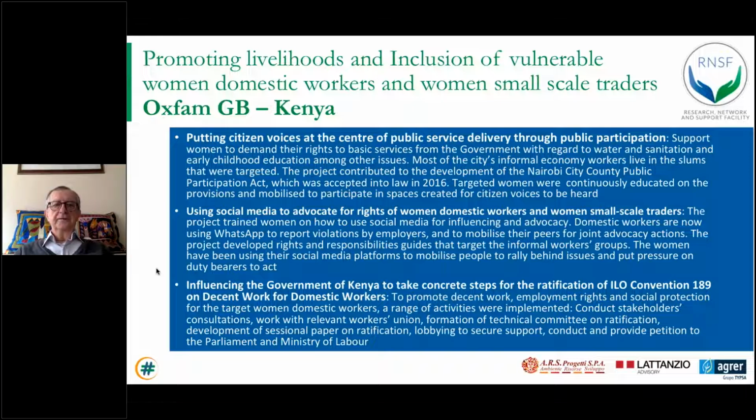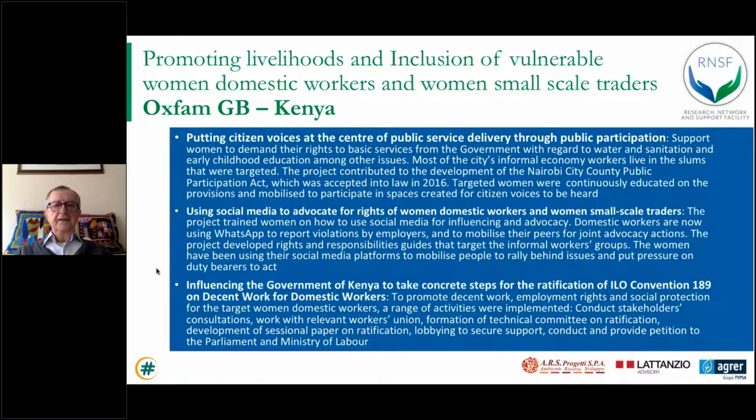Support was given to women to demand their rights to basic services from the government with regard to water and sanitation and early childhood education, among other issues. Most of the city's informal economy workers live in the slums that were targeted, and the project contributed to the development of the Nairobi City County Public Participation Act, which was accepted into law in 2016. Targeted women were continuously educated on the provisions and mobilized to participate in spaces created for citizen voices to be heard.